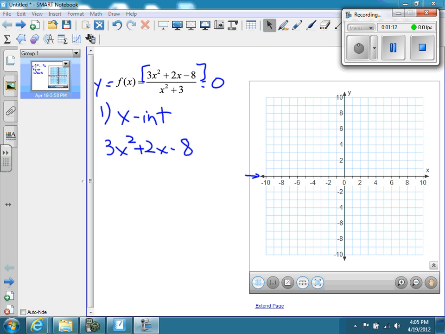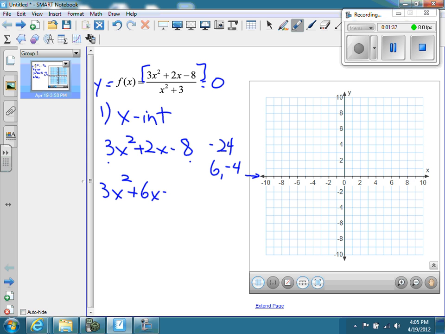I'll use the Mr. LeBron method, or the surefire method of factoring. 3 times negative 8 is negative 24. What two factors of negative 24 will give me a positive 2? And that would be a 6 and a negative 4. So I can factor this as 3x squared plus 6x minus 4x minus 8, because my 6x minus 4x is the same thing as my positive 2x.